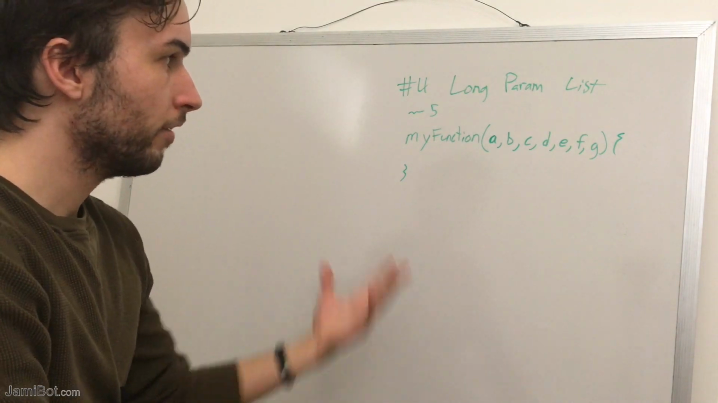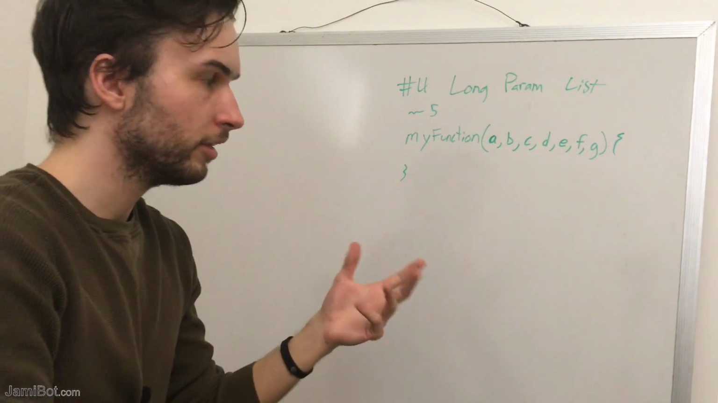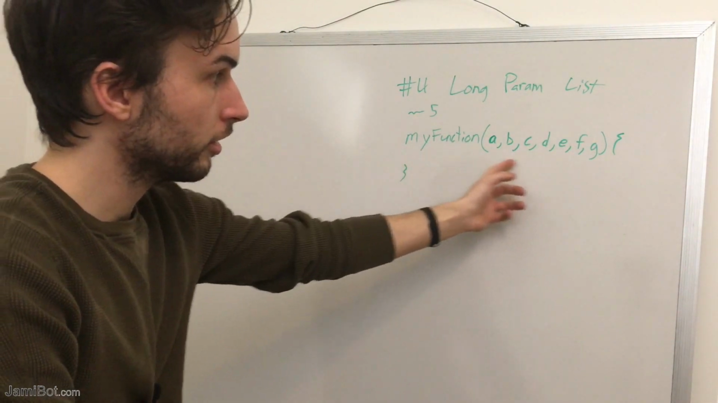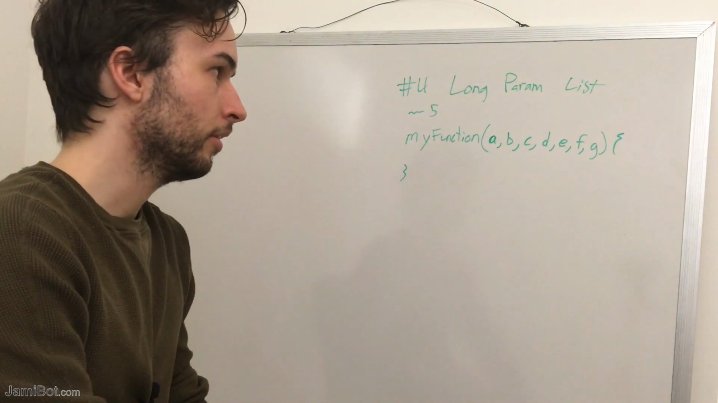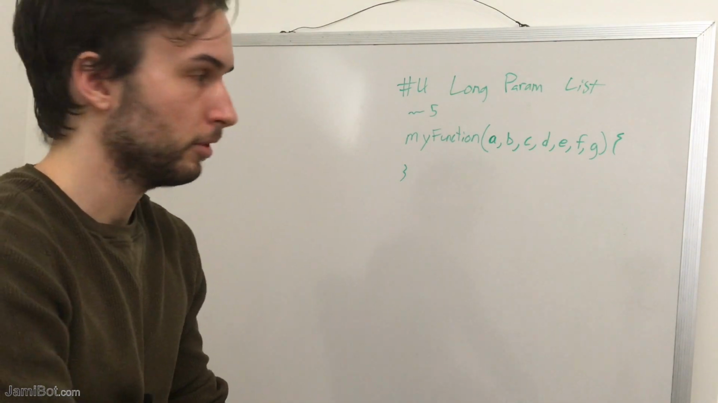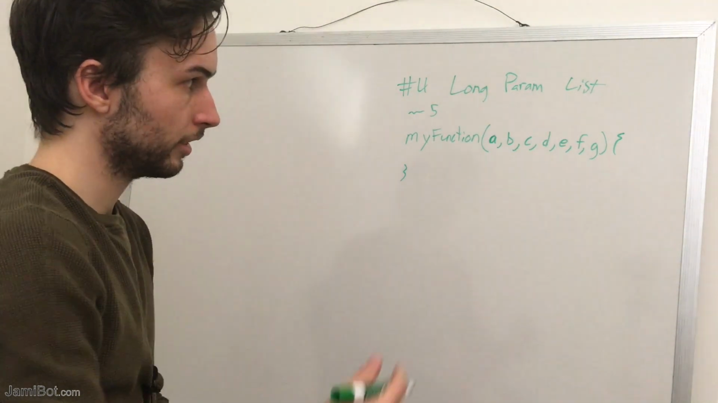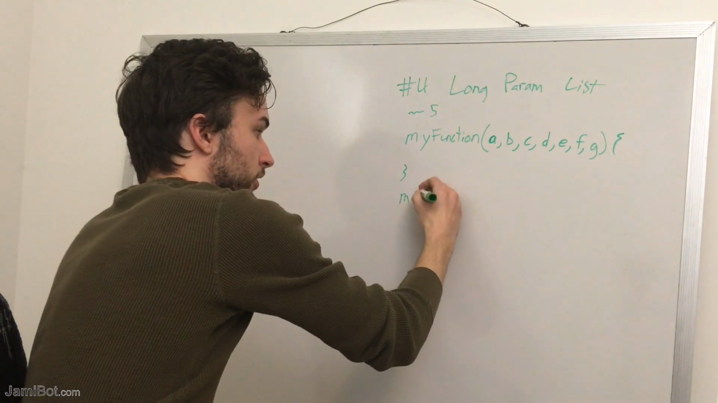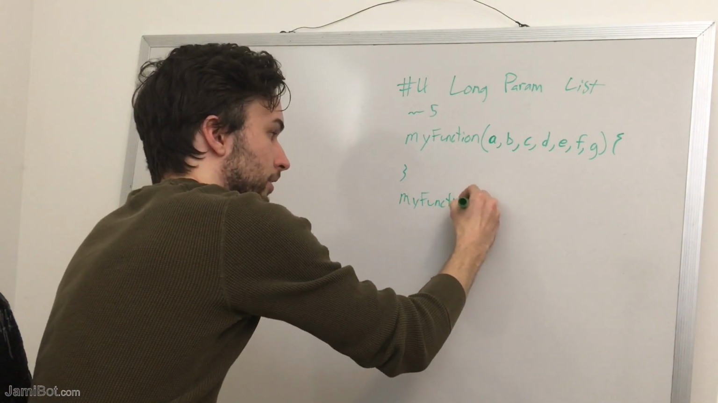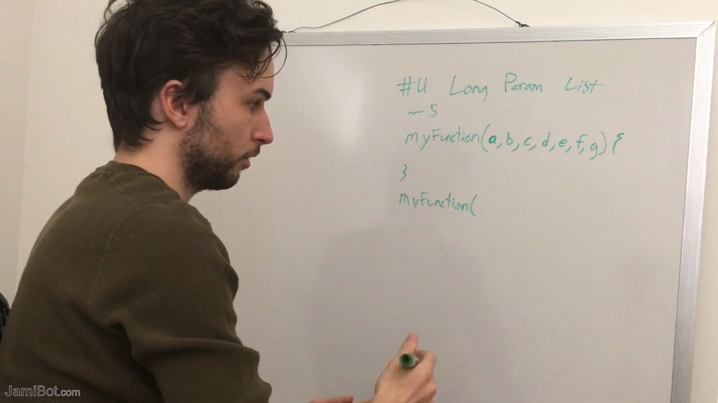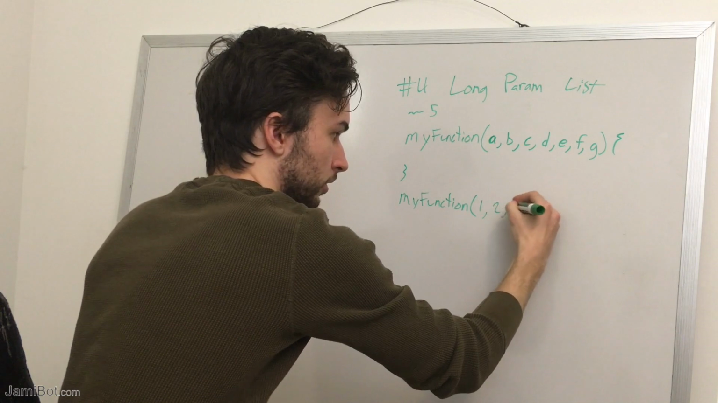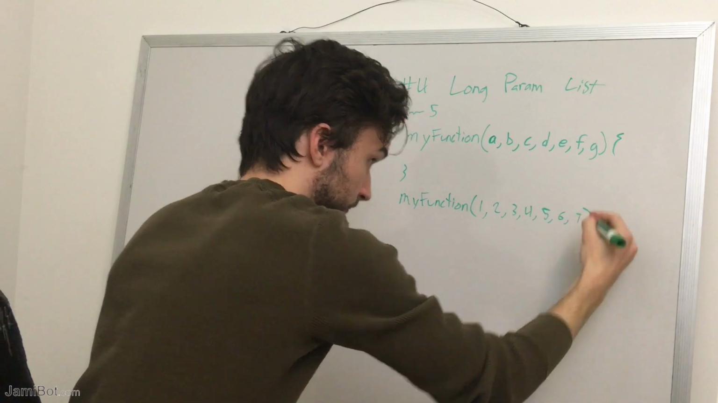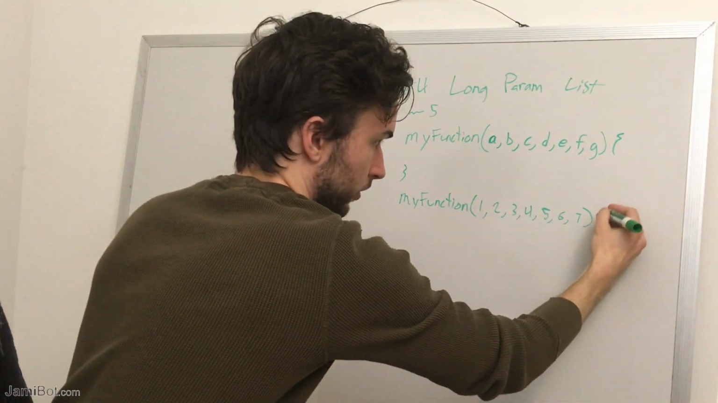Well, because every time you're calling my function, it's very unlikely that the function will actually need all 7 of these parameters. Right? The longer this list gets, the more unlikely it is that it will need all of those parameters. Okay? So let's look at an example. So let's say I was calling my function here, and let's say I just passed in a bunch of numbers for all these parameters. 1, 2, 3, 4, 5, 6, and 7. Alright, and I'm calling this function.